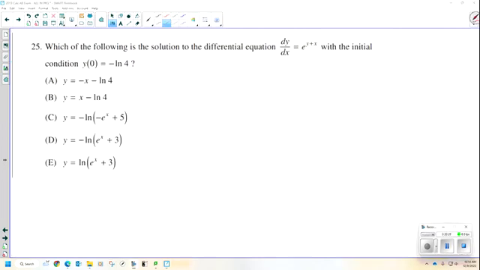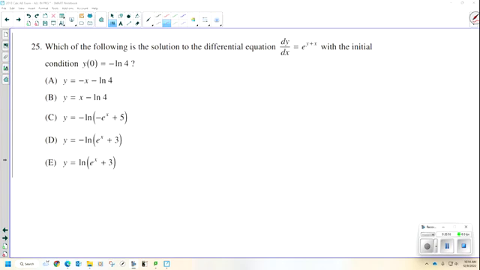Okay, these problems are starting to step it up here. 25. Which of the following is a solution to the differential equation dy/dx equals e^(y+x), with the initial condition y(0) equals negative ln 4? Oh, man. Don't fret, because this is supposed to be easier. We're able to do this without a calculator, so don't freak out.